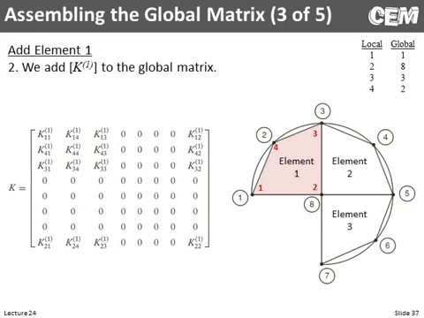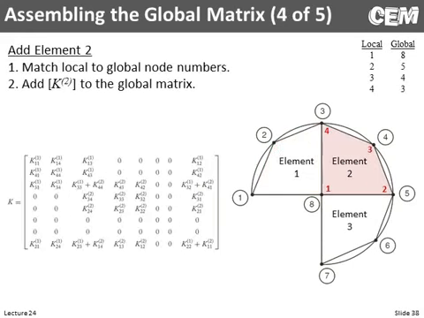So we have a 4 by 4 element matrix, and we go through all 16 elements of that. We figure out where it is locally, map it to where it needs to go globally, and we add it into the global matrix. So we've populated now the global matrix with the first element. We do the exact same thing for the second element. We go element by element, we map local to global. Let's do a few of those.